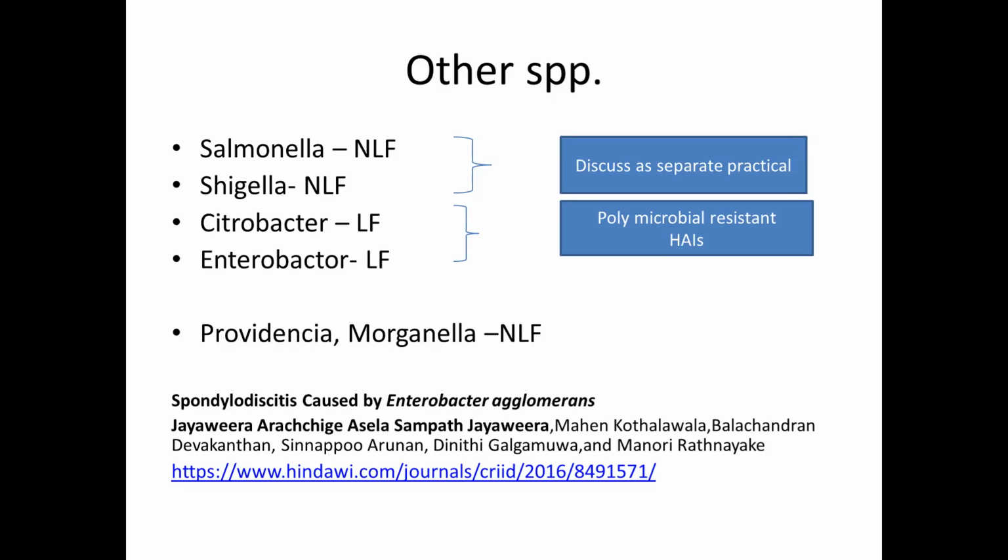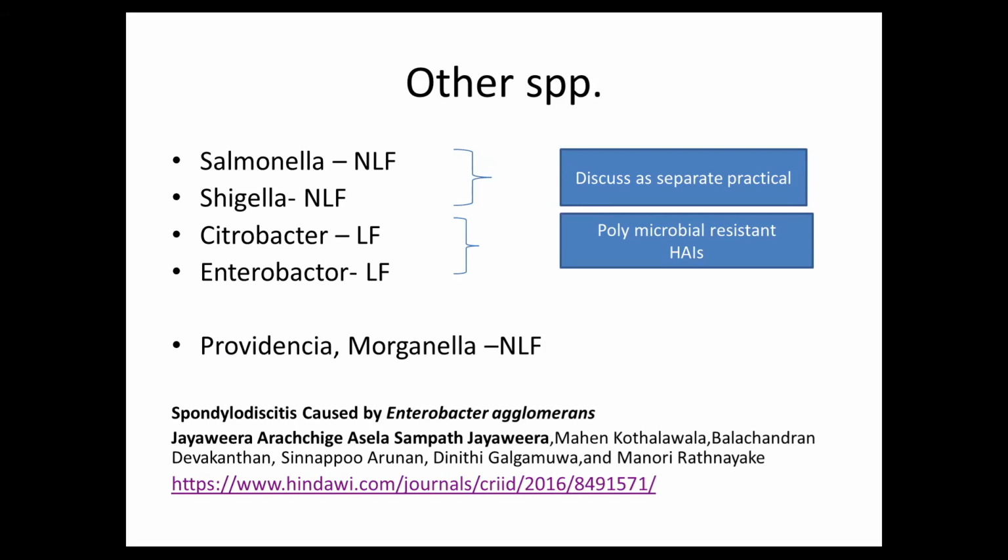There's not much discussion, but just to see what the KIA pattern is. Often both are strong lactose fermenters. Here, Providencia and Morganella, just to know, we are not expecting much. You can see non-lactose fermenters. So for the sake of interest, there's a case report here. I just put it, you can see it if you are interested.